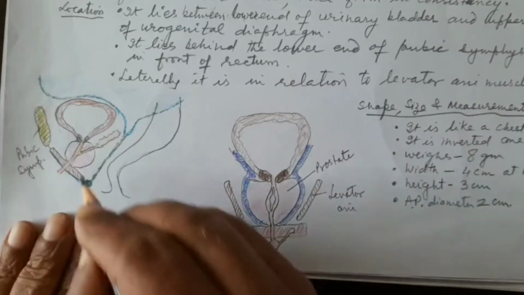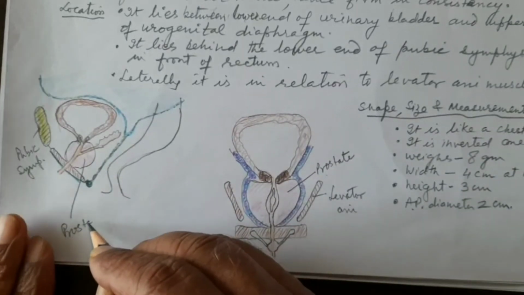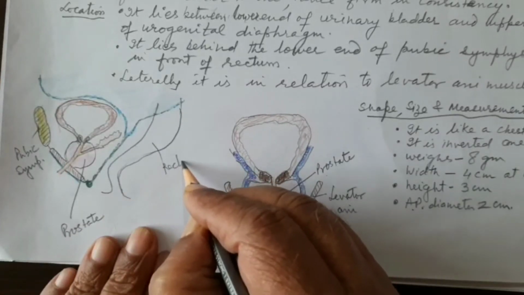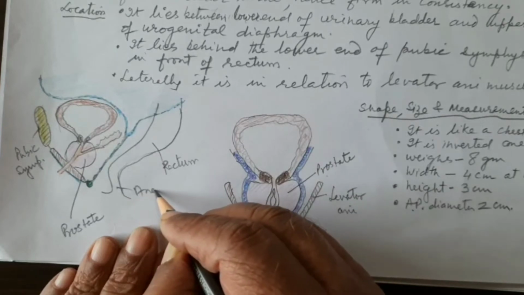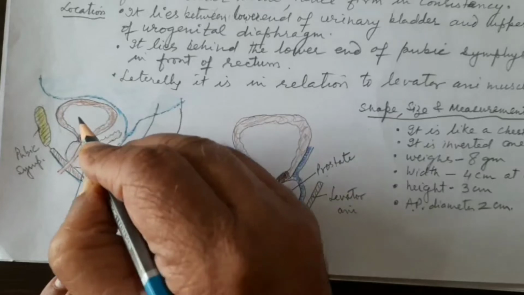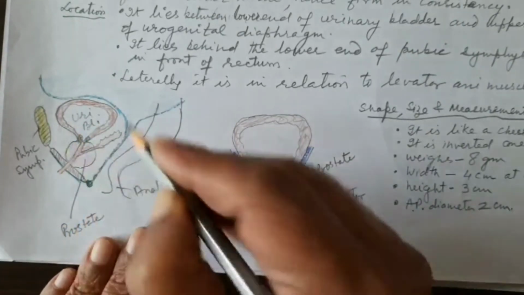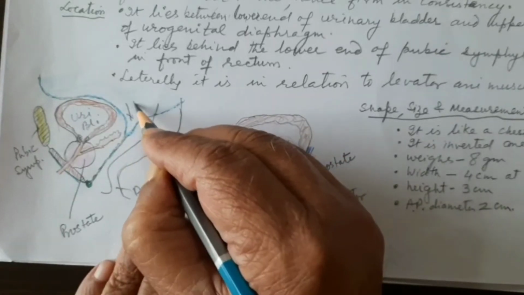Again, this is the prostate in the coronal and sagittal sections, two sections. This is the rectum, and the anal canal. This is the seminal vesicle, and this is the urinary bladder written in short. This is the rectovesical pouch.